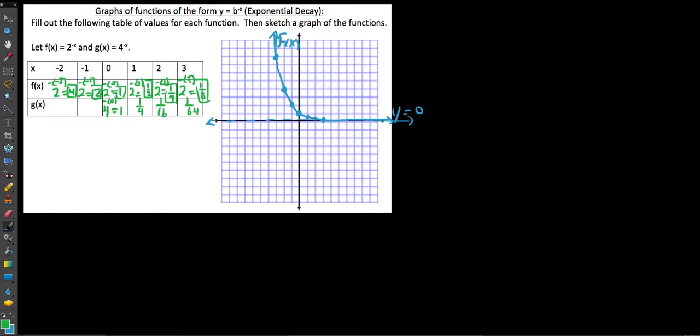Whereas 4 to the negative 1 is 4 to the 1, that's 4. And 4 to the negative 2 would be 4 to the 2, which is 16. So what you're going to notice here is that these two graphs also come together at 0, 1. And they also have kind of the same basic shapes as in the last graph. But in this case, from left to right, our graphs are decreasing over time. So we're going to refer to this as exponential decay.